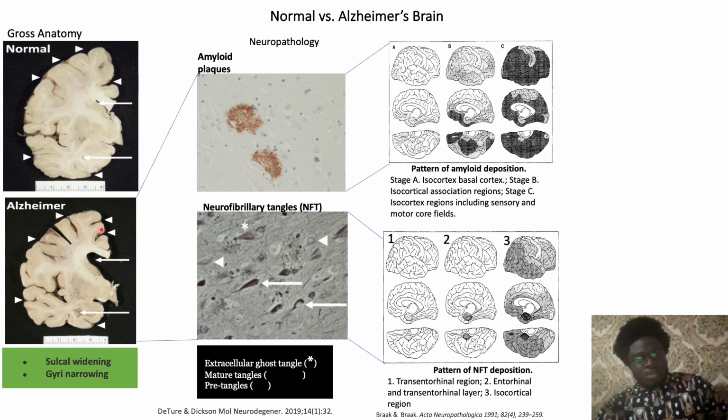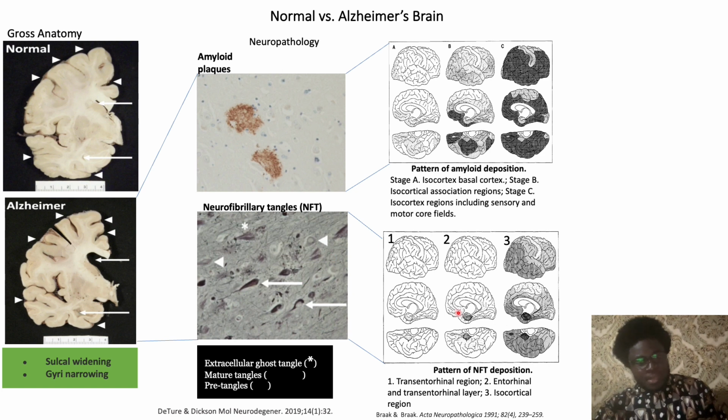This disease called Alzheimer's is mostly ravaged by two major proteins: amyloid plaques and then neurofibrillary tangles. The amyloid plaques themselves tend to propagate from the isocortex of the basal cortex, where they then move gradually to affect other associated regions, and then they engulf the entire region of the isocortex, which also includes the sensory and the motor cortex fields. The neurofibrillary tangles, which are also protein-based, tend to have a different pattern compared to that of the amyloid plaques.